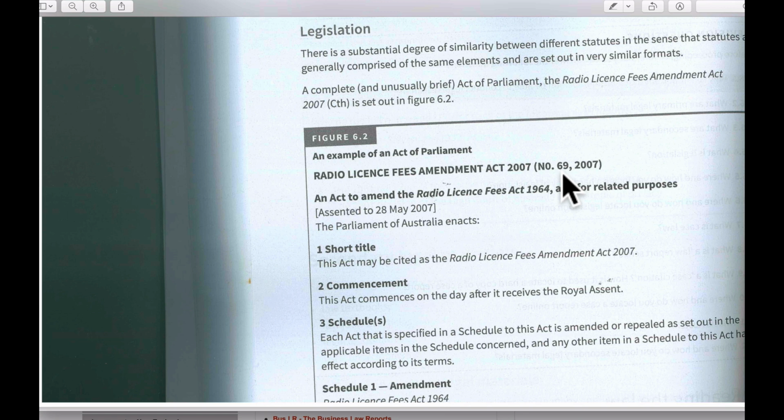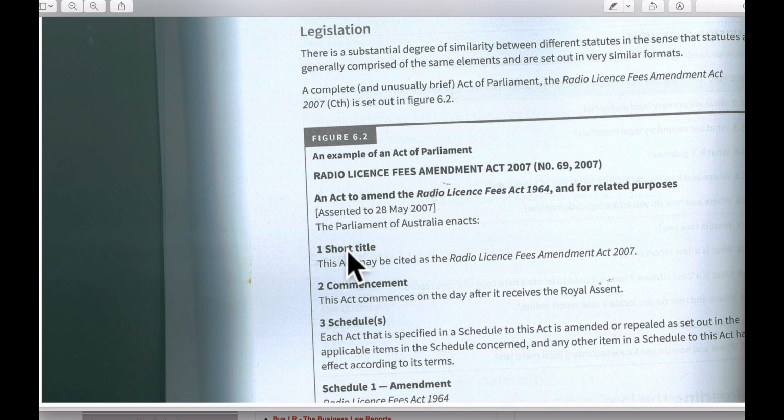We can also see that it has a short title, Radio Licence Fees Amendment Act. It's the same thing. Sometimes it's not. Sometimes the title is very long and we use a shortened version to refer to it. It was assented to on the 28th of May 2007. Okay, so that's when it came into being. That's when the Governor-General signed it. And so that's one of the reasons that we wanted to go through that process and understand these terms.